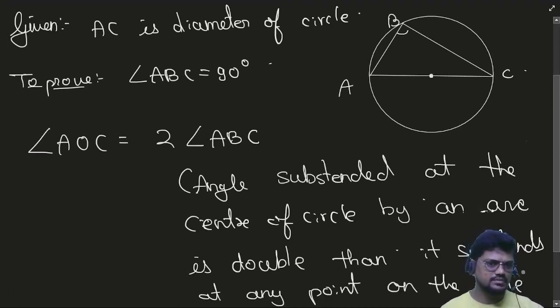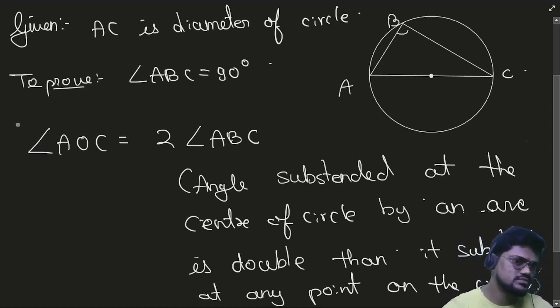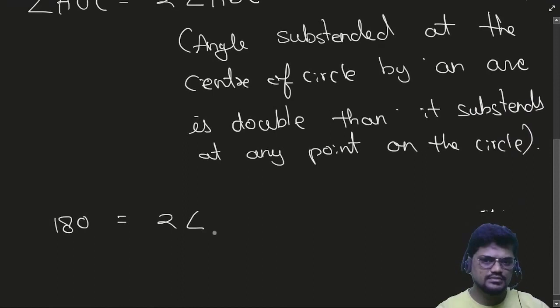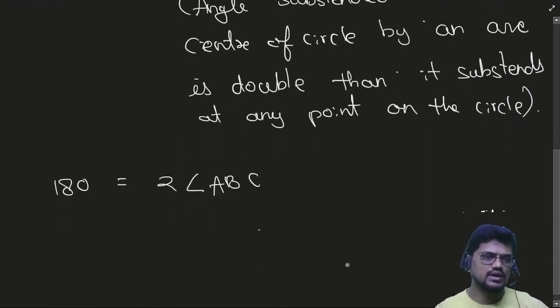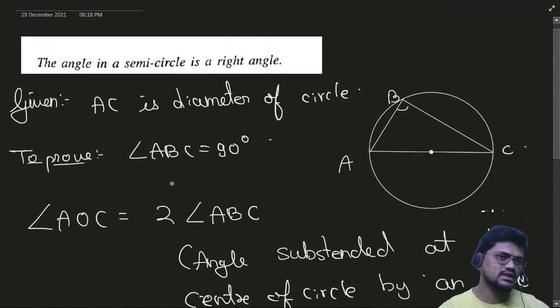We have done this theorem, but we know that angle AOC is how much? It's a straight line, so it will be 180 degrees, which is twice of angle ABC. So what do you get? Angle ABC equals 90 degrees. Understood this? Why is the angle in a semicircle 90 degrees? Because this angle will be double of this angle. If this is 180, then this will be 90. Clear?